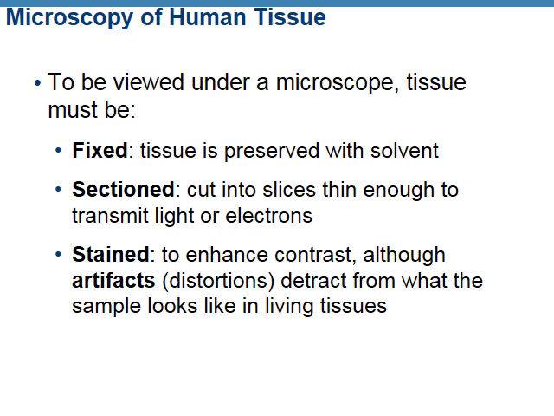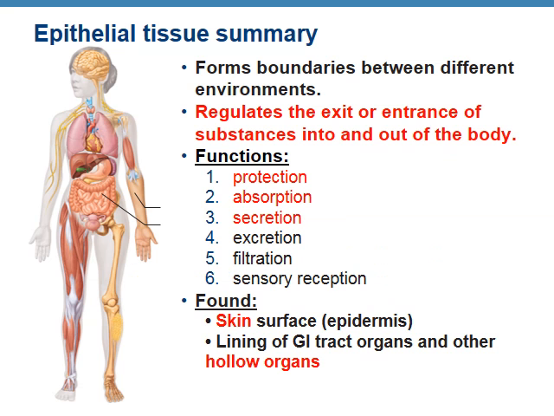So if we wanted to look at tissue underneath a microscope, we have to do a couple of things. One, we have to fix the slides. So we have to preserve the tissue with some sort of solvent. Remember, tissue is living. It will deteriorate and break down, so we're going to fix it or preserve it. We're going to cut it into really thin slices, and then we're going to stain it to enhance the contrast. So usually when you look at slides under the microscope, or the slides that are going to show up in your book, they're going to have a pink tint or a purple tint. They were stained specifically so that you could see the tissue.